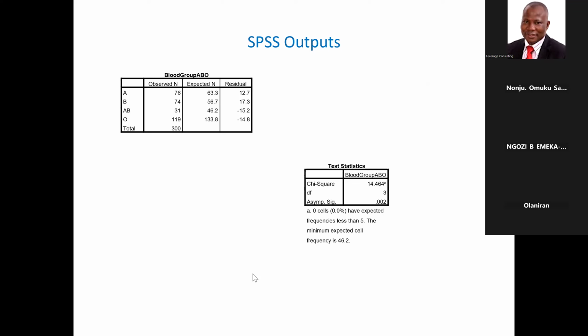So can you see? We already know that once the chi-square value is far higher than the critical value, the corresponding p-value will be far less than 0.05. That's what you see now. 0.02 is less than 0.05. In fact, it's 0.002. That's what you have there. So any question?